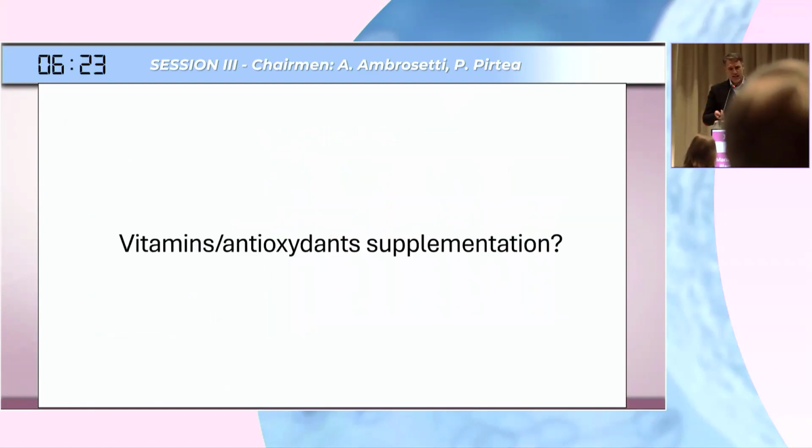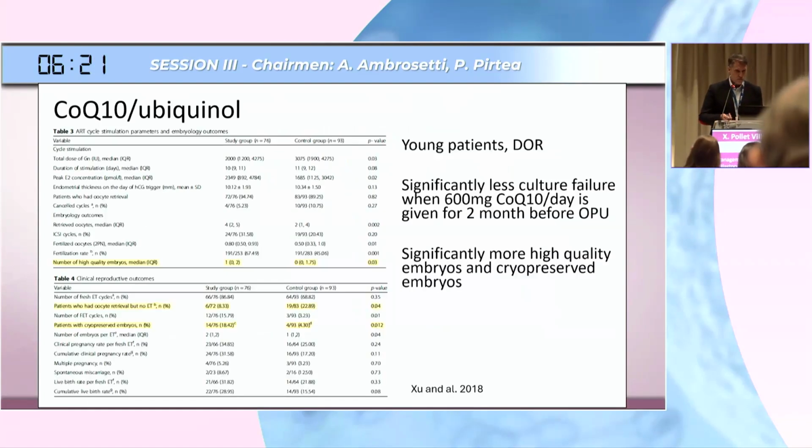Vitamin and antioxidant supplementation. CoQ10, ubiquinol. There is one RCT focusing on young patients with diminished ovarian reserve. It showed that there was significantly less culture failure when 600 milligrams of CoQ10 was given per day 2 months before oocyte pickup, and also significantly more high-quality embryos and cryopreserved embryos.